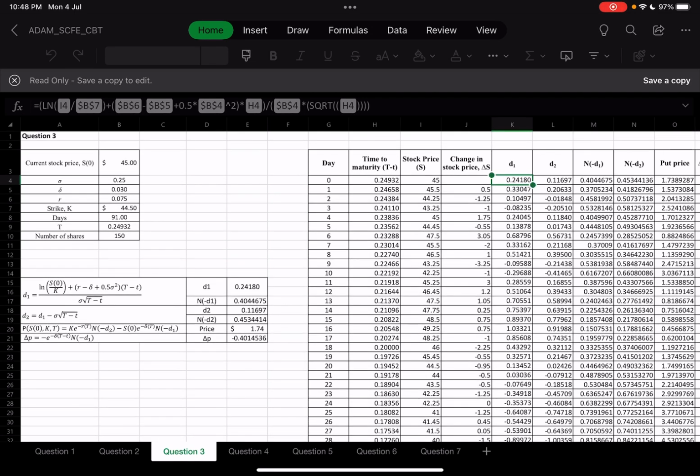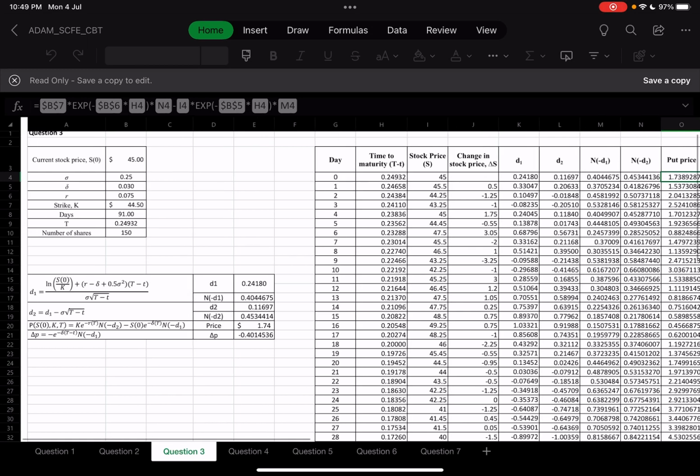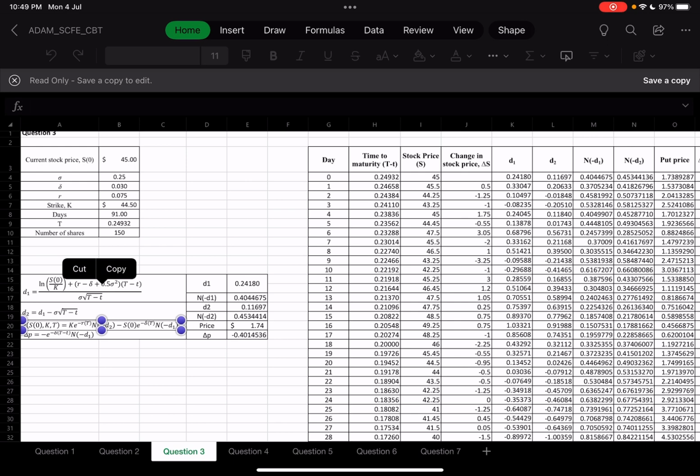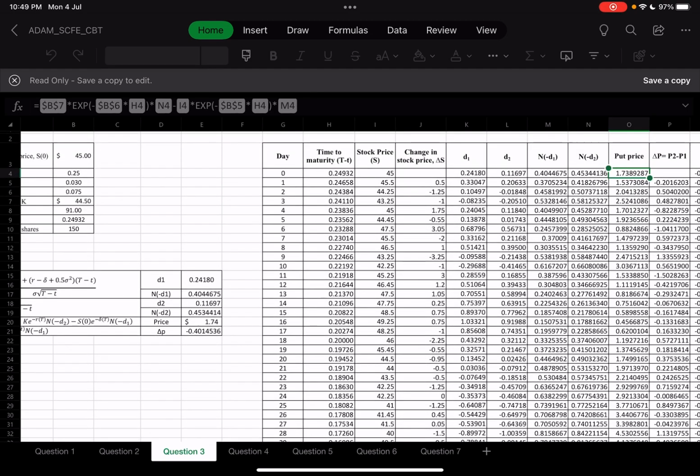For N(-D1) and N(-D2), there is a function in Excel called the normal distribution. We will apply that to the previous values of D1 and D2 to obtain the values of N(-D1) and N(-D2). Next, we need to find the put price. As mentioned, the formula for put price is given in the table on the left. So we will insert the values we have calculated previously to get the put price for each of the following days.